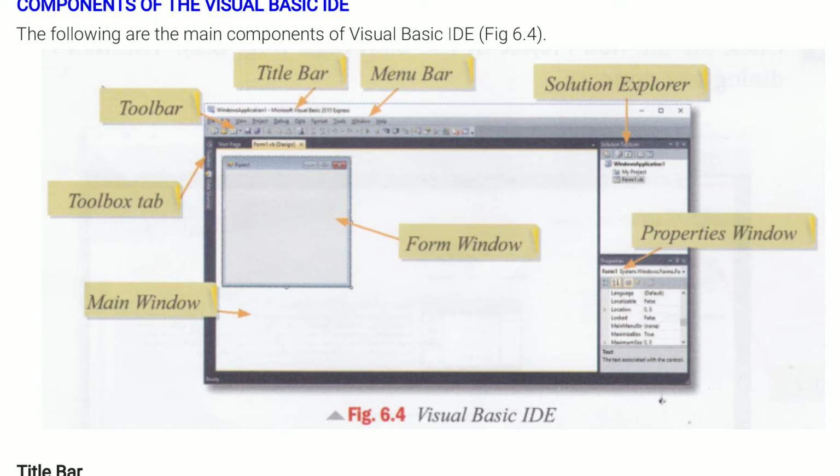The properties window is used to set the properties of the control. In fact, a property refers to the characteristics of an object, such as color and size. For example, the back color property lets us change the background color of an object. We can change the properties either at the time of designing or execution of an application.